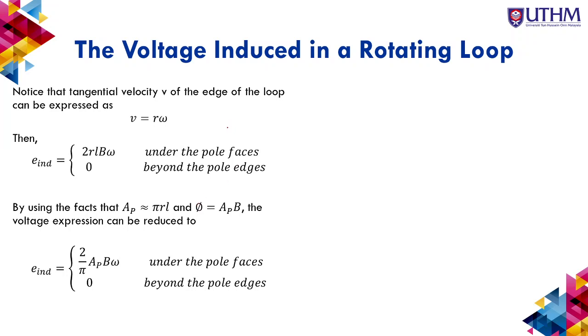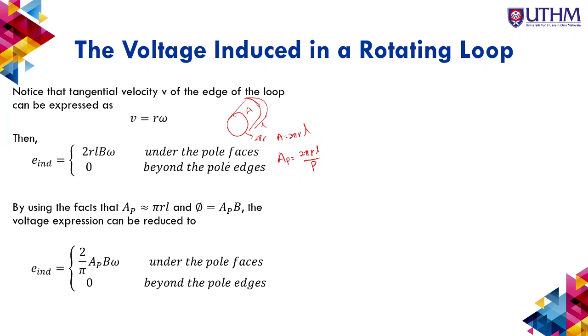As we know, the rotor is actually a cylinder. The area of the cylinder is 2 pi r, the perimeter, times L, so A is equal to 2 pi r L. However, to find the area of the pole, the formula is AP equal to 2 pi RL divided by the number of poles.